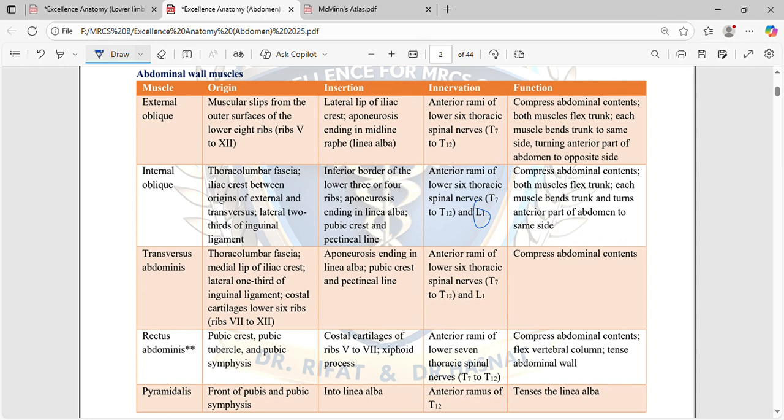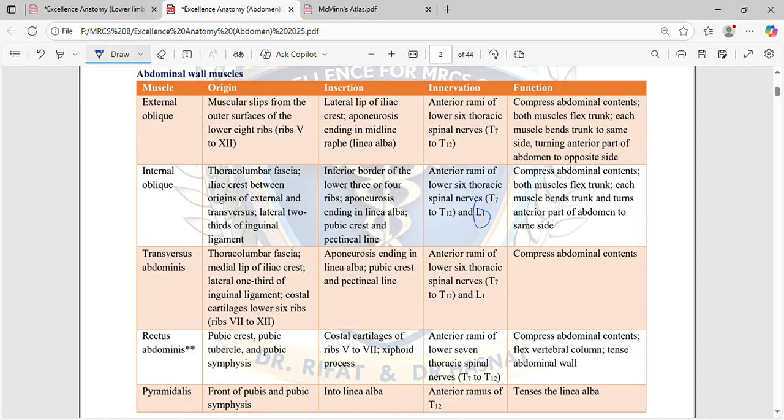The transversus abdominis also arises from the thoracolumbar fascia, the medial lip of the iliac crest, the lateral 1/3 of the inguinal ligament, and the costal cartilages of the lower 6 ribs, from 7 to 12. So this arises from the costal cartilages. The aponeurosis ends in the linea alba, mainly inserting into the linea alba, and also the pubic crest and pectineal line.